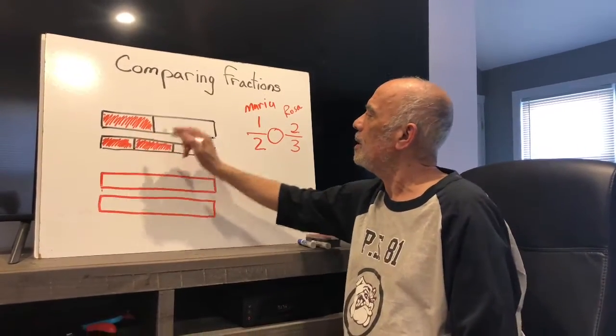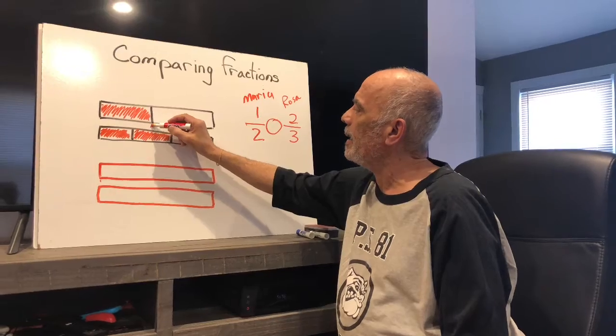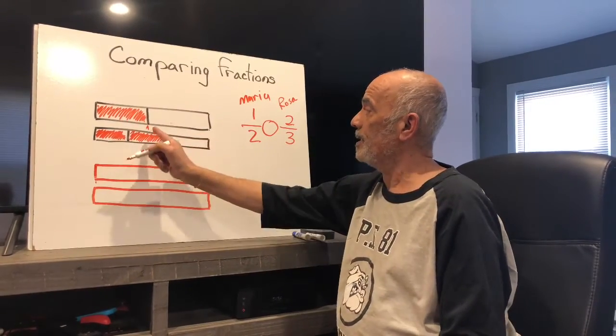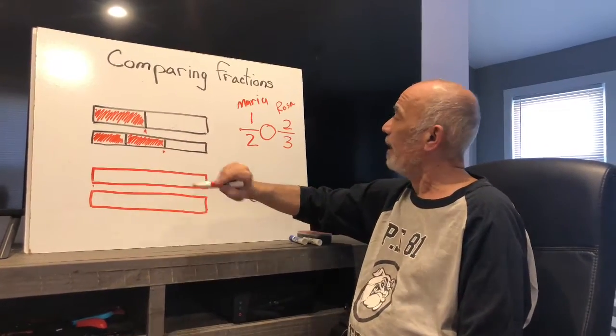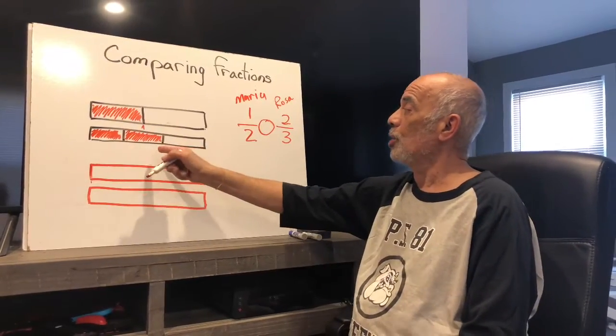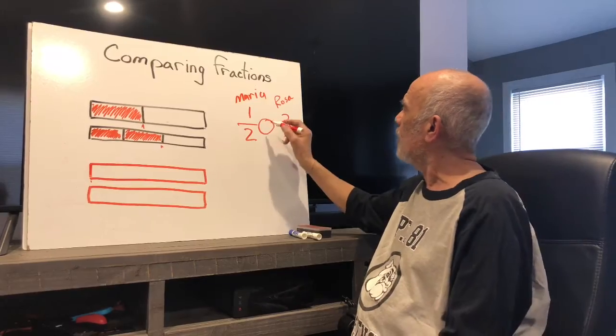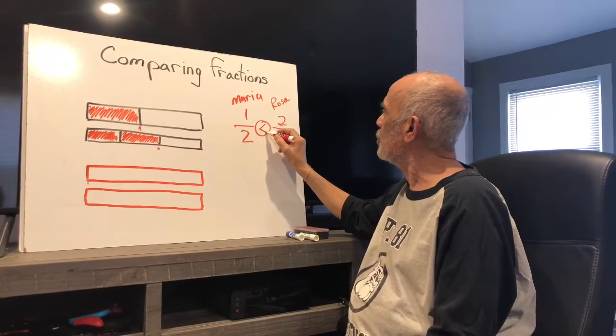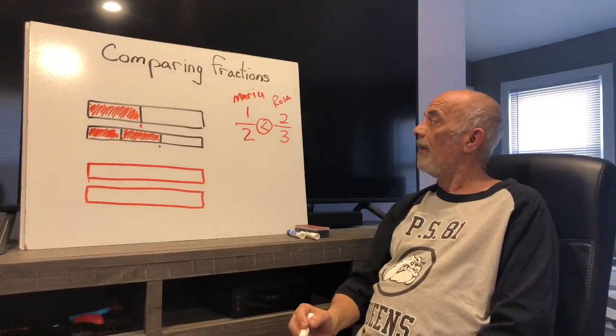If we look, Rosa's shaded area is longer than Maria's. So Rosa ate the most. So 2/3 is more than 1/2.